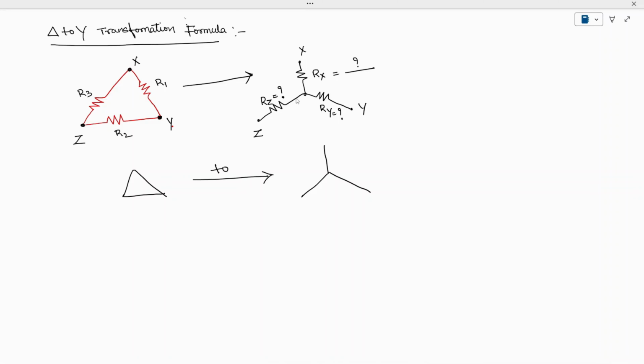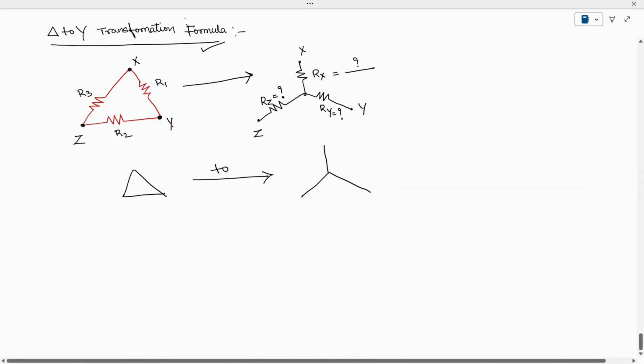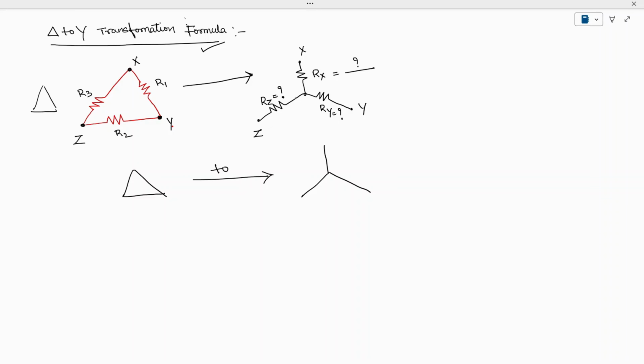Today we are going to see the formulas of converting a delta network into a star network. This is called the delta to star transformation formula. Actually in the problem, R1, R2, R3 constitute a delta. It is called delta because it looks like a mathematical delta. That's why this network is called a delta network.